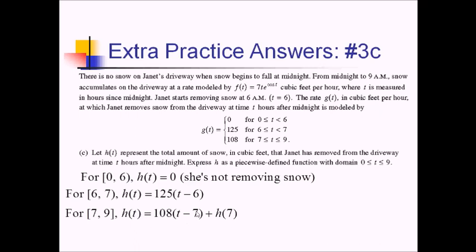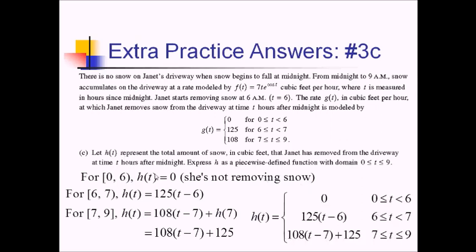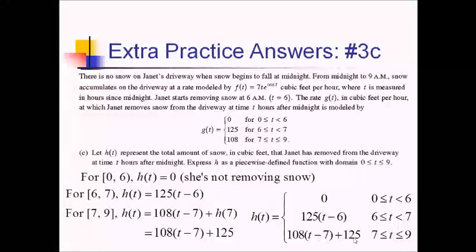So, for example, if I want to find out how much snow Janet has removed at time 8, I would do 8 minus 7, so that's just 1 hour at this rate, plus all the snow that Janet already removed up until 7 a.m. To write this without h of 7, I can write 125 instead, because if Janet's been shoveling at this rate, 125, for 1 hour, she's shoveled exactly 125 cubic feet of snow. Putting it all back together in a piecewise function, I've got 0 for the first interval, 125 times (t minus 6) for the middle interval, and finally 108 times (t minus 7) plus 125 for this last interval.